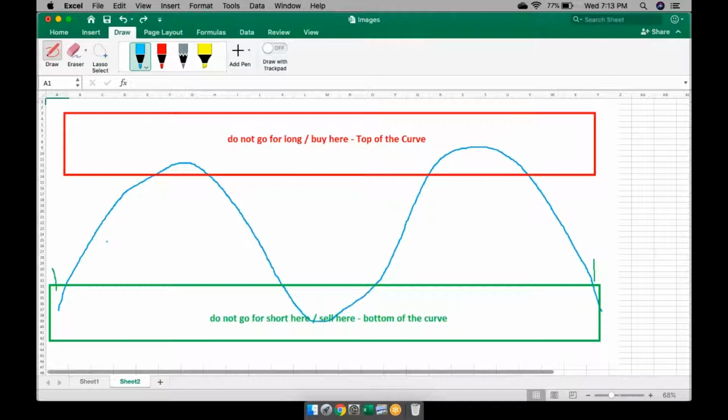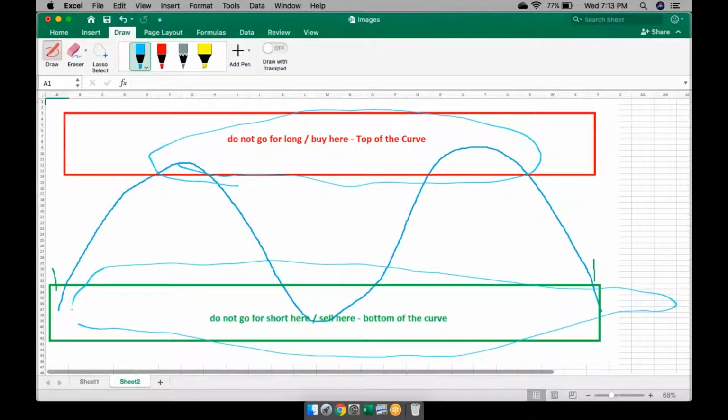Very simple. Open a daily chart for any stock or any index, and take a chart duration of 3 to 6 months. Roughly draw a box at the top of the curve and at the bottom of the curve. This area is called the top of the curve, and this area is called the bottom of the curve. At the top of the curve, we should not go for a long.